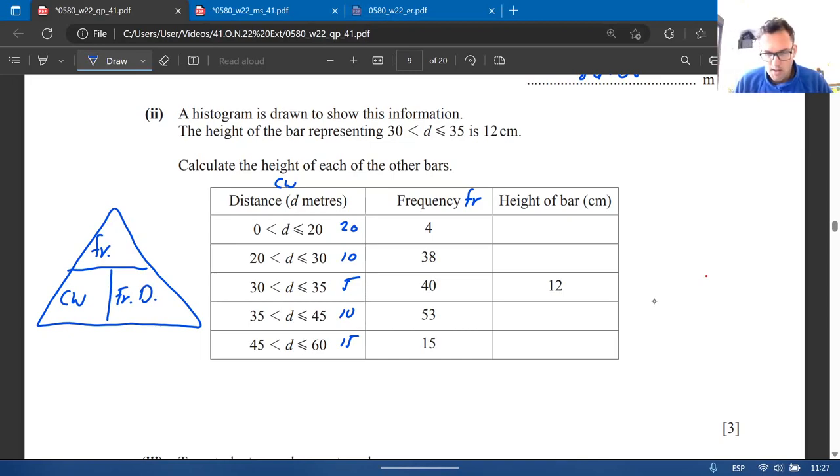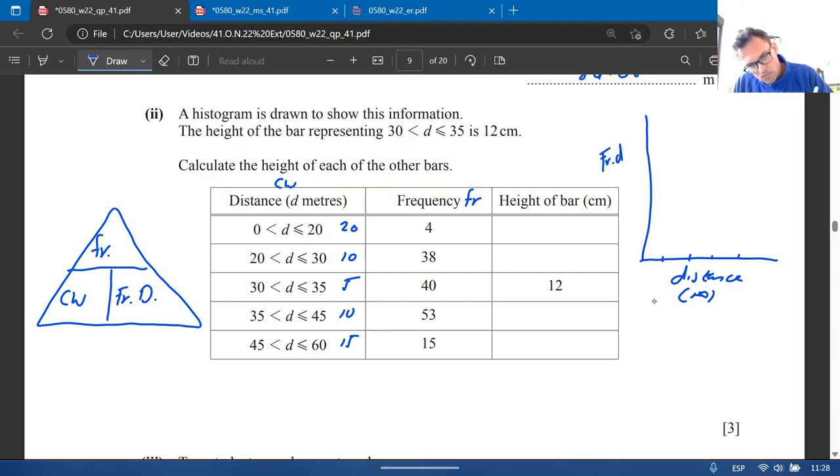Now on a histogram, if you draw one, the class width would be down here, which in this case will be distance in meters. So the class width is how wide the bars are, and the frequency density will be on the side here. And the frequency then would be the area of a bar. So we multiply the class width by the frequency density. For the one class we actually have information about, the middle one here, the height of the bar will be the frequency density.